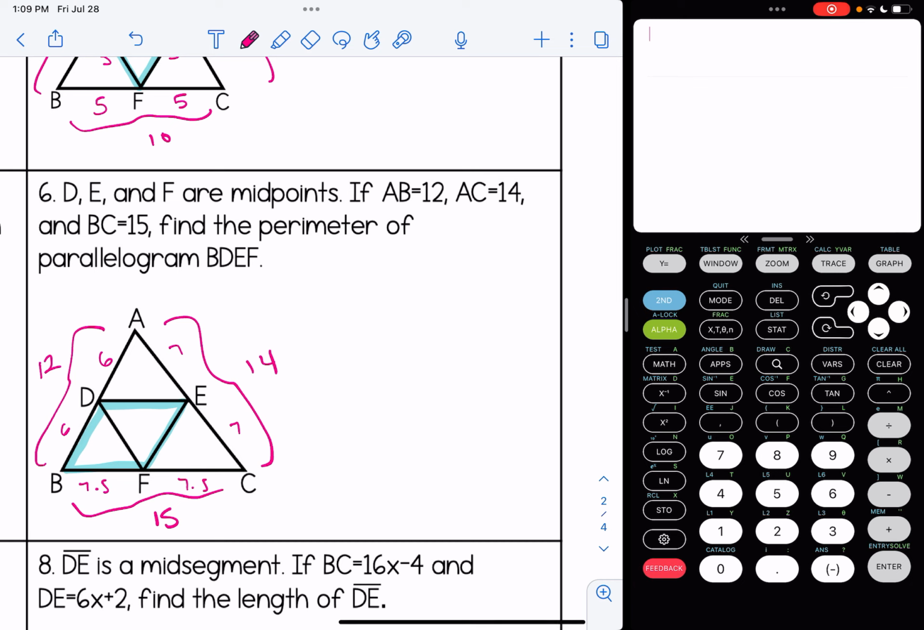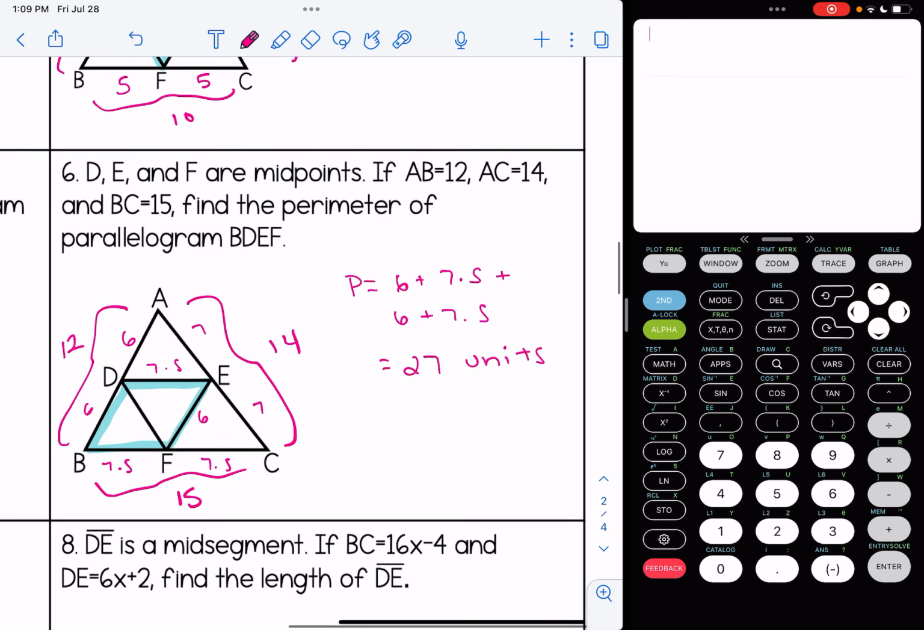If you look at our parallelogram there, opposite sides are congruent. So BD being 6 means FE is going to be 6. We're going to use the same logic with the top and bottom sides being 7.5. So my perimeter is 6 plus 7.5 plus 6 plus 7.5 for a total of 27 units.